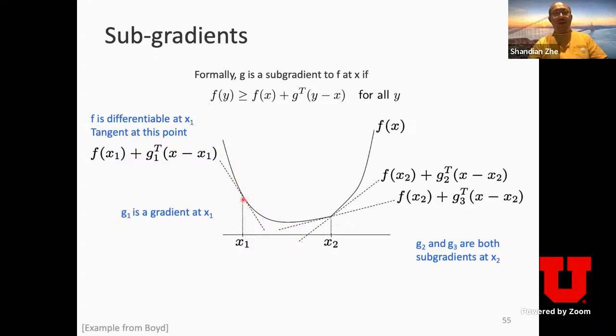At x1, we know that the function f is differentiable. So I can calculate the gradient and form a tangent line passing through this point. The slope of this tangent line is the gradient of the function at this point. But if you look at the point x2, there's no definition for the gradient here. You won't be able to calculate the gradient of f at x2.